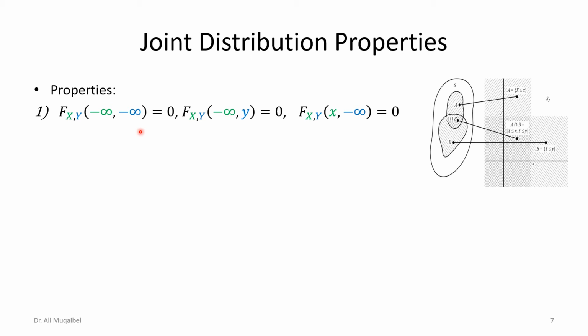Recall that the CDF at minus infinity equal to 0. But even if any one of the variables is minus infinity, we still get 0. Because this is saying, what is the probability that x is less than or equal to minus infinity, or y is less than or equal to minus infinity? We don't have such case, so we get 0. Or even if both of them are minus infinity. Similarly, we can say that the CDF at infinity, both variables, will give you 1.